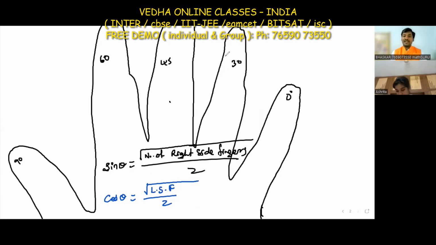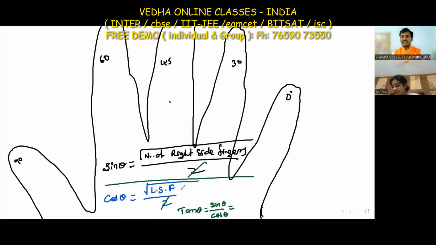And we have tan theta also, right? Tan theta is easier than sine and cos. How to find this tan? Tan is nothing but, as you already know, sine theta by cos theta. If we divide one by the other, sine by cos, this 2 gets cancelled.